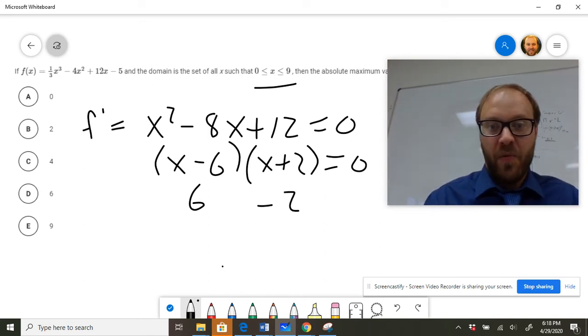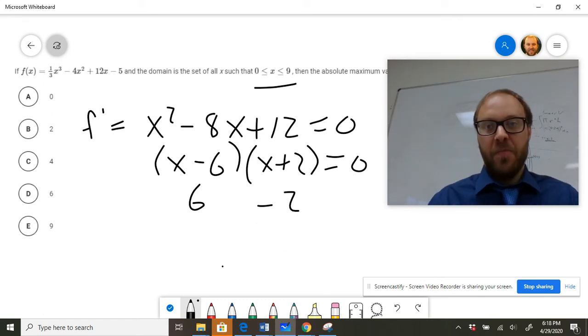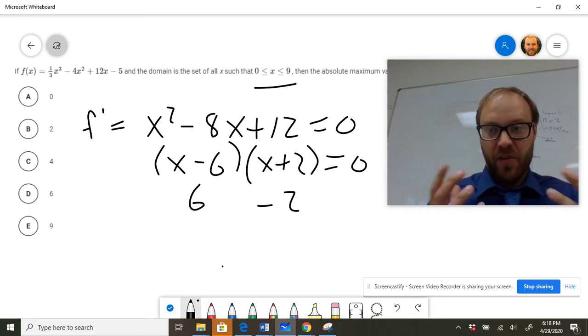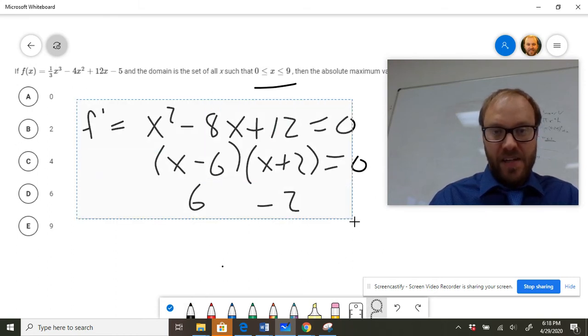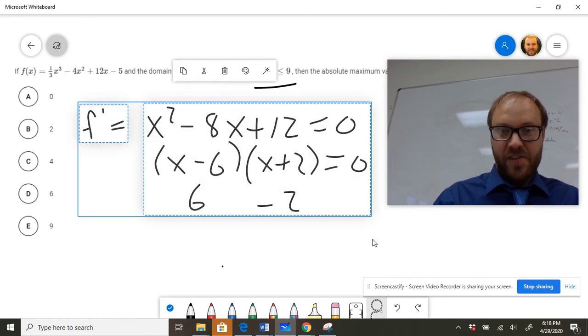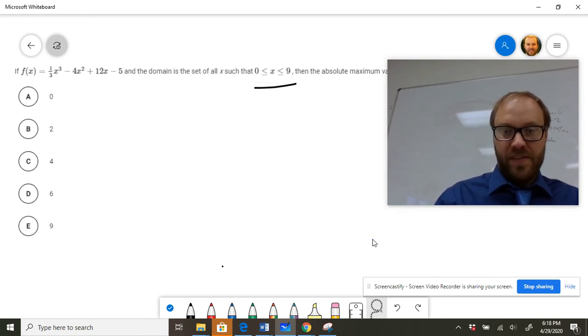Okay, so remember, we want the maximum value of the function. That's an output value. So we need to check the endpoints, and we need to check 6 and negative 2. Those are called the candidate values there. So 6 and negative 2 and the endpoints. So I'm going to clear a lot of this out. 6 and negative 2 and the endpoints. All right, so here we go.